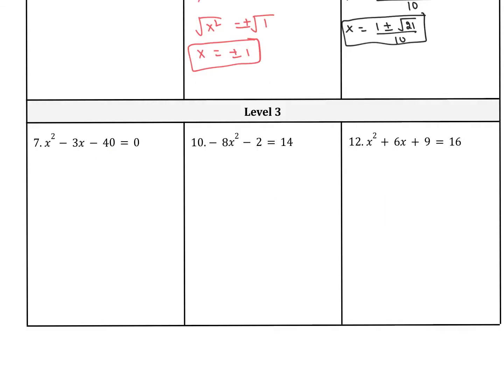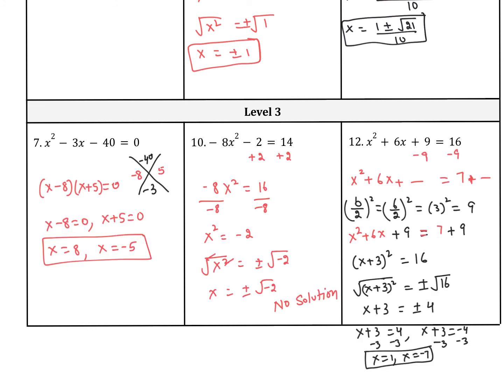Level 3, question number 7. We are going to do it with the cross method. For number 10, I'm going to use solve by square root. Add 2 on both sides, you get 16. Divide by negative 8, you get x squared equals negative 2, which means x squared cannot be negative. When you take a square root on both sides, you get a square root with a negative term inside, which means no solution.